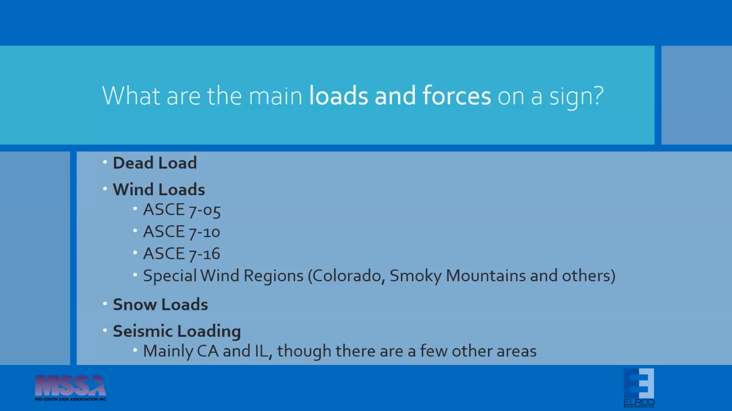And then just to make you aware, there are special wind regions scattered throughout the United States, mainly in mountainous areas. Several of them are in Colorado, but the Smoky Mountains also have some special wind regions where you might have elevated wind pressures just due to the topography.